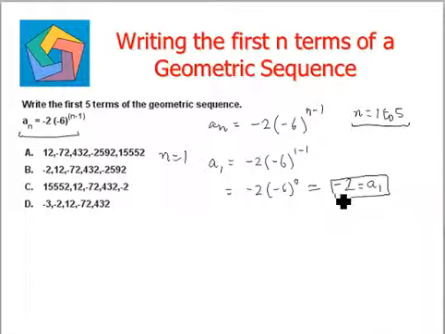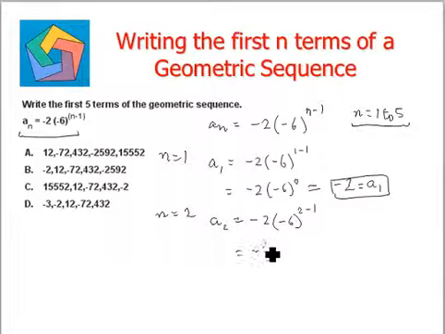Now to find out the second term, we'll plug n equals 2. a2 equals negative 2 times negative 6 to the power of 2 minus 1. This is equal to negative 2 times negative 6 to the power of 1, which is equal to negative 2 times negative 6, which is a positive 12. This is our second term of the sequence.